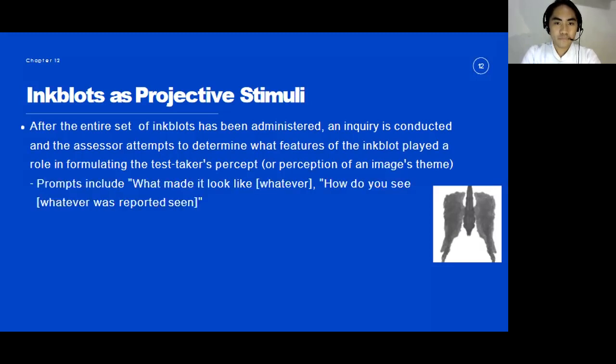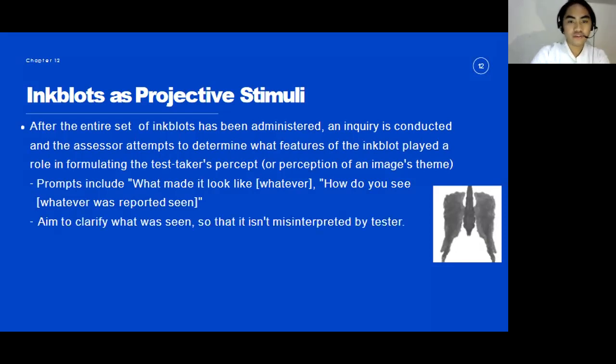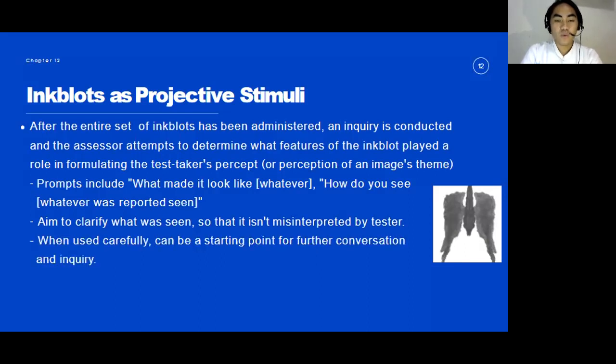Prompts include: what made it look like whatever, where whatever is what the patient says, and how do you see whatever was reported seen? These are standardized prompts, and the aim is to clarify what was seen so that it isn't misinterpreted by the tester. When used carefully, this can be a starting point for further conversation and inquiry.